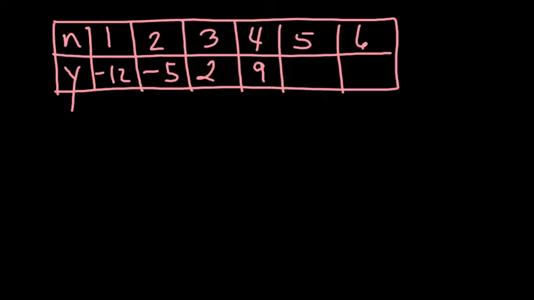Now, this is another way to write a sequence. This top row is saying what number of term it is. In other words, this is the first term, the second term, the third term. It's labeling the terms. So the first term in the sequence is negative 12. The second term in the sequence is negative 5. The third term in the sequence is 2. The fourth term is 9.